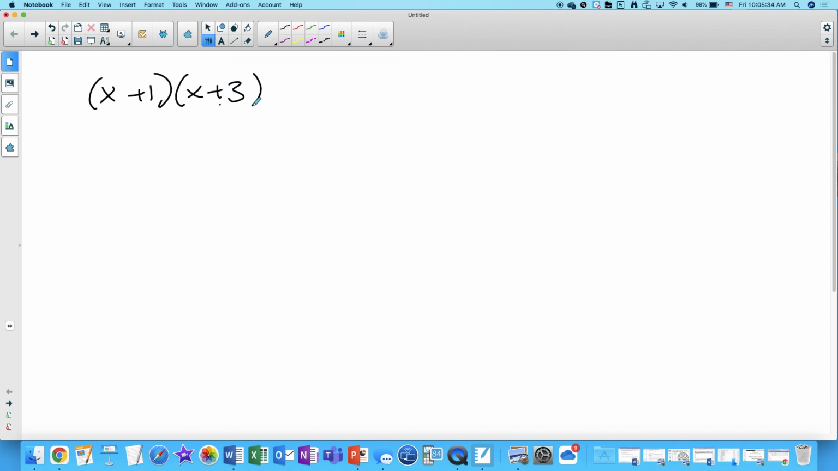And no matter how you do it, whether you use distribution or the box method, when you multiply this out, you're going to get x times x is x squared. And then I'm going to do both of these steps at once. X times 3 is 3x, plus 1 times x is 3x plus 1x is 4x altogether. And then 1 times 3 is 3. Okay, so I did the middle step just in my head.